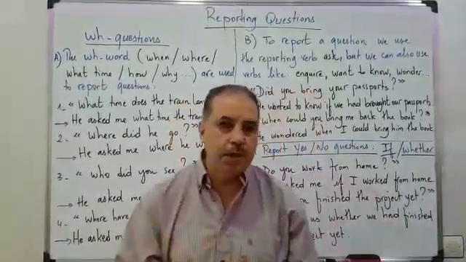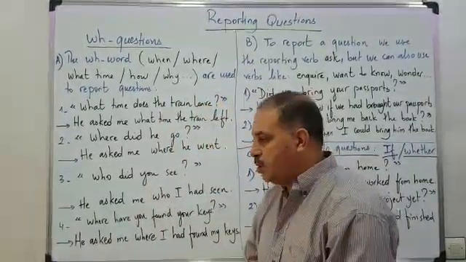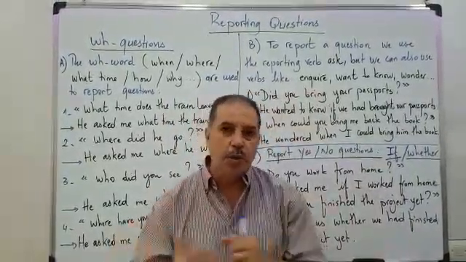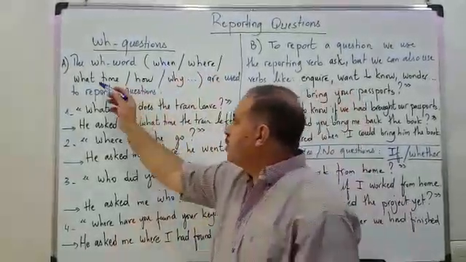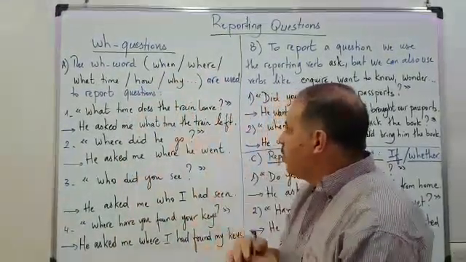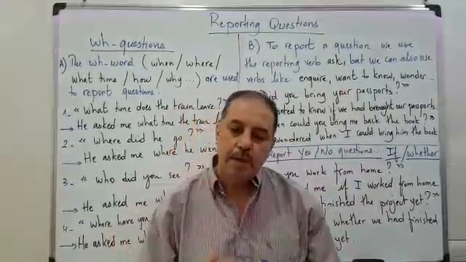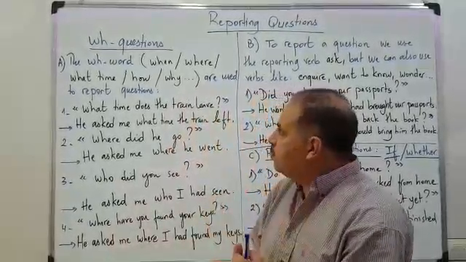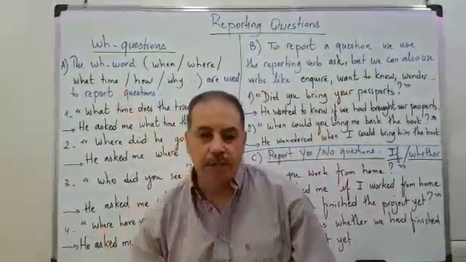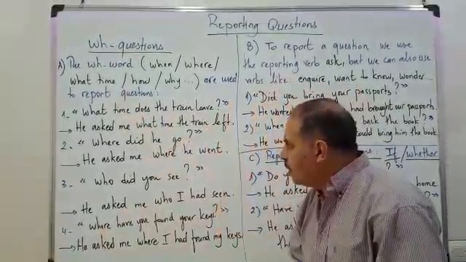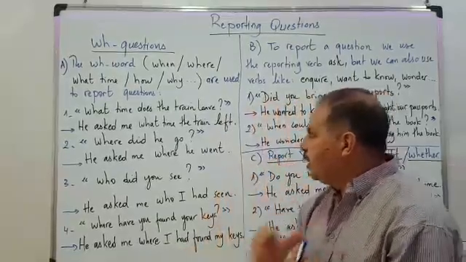So let's begin with the first category of question, which is WH question. We know that WH questions are formed with WH words like when, where, what time, how, why, and so on. So these are WH words. When we have these questions in reported speech, we have to keep these WH words in reporting these questions. I have one example here. For example, suppose we have: what time does the train leave?